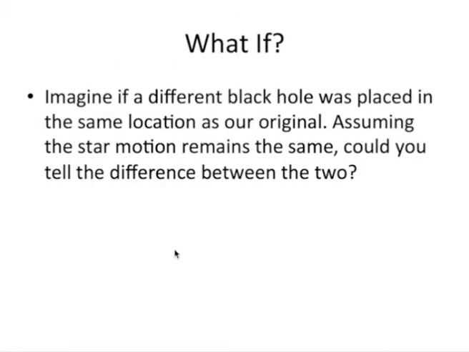And now for our second question, what if? So imagine if we had a different black hole and it was placed in the location of our original, and assuming the star motion and everything else remained the same, could we tell the difference between the two? And the answer is no, you could not. You would need at least different star data in your CSV file, or change in another variable to make the calculation. There's no other way to do it. So the answer is no, you cannot.